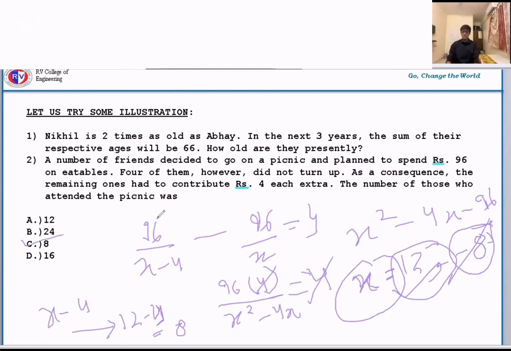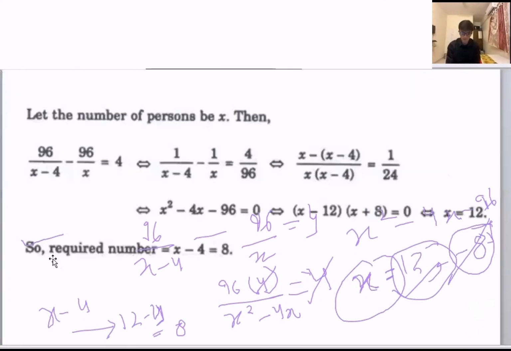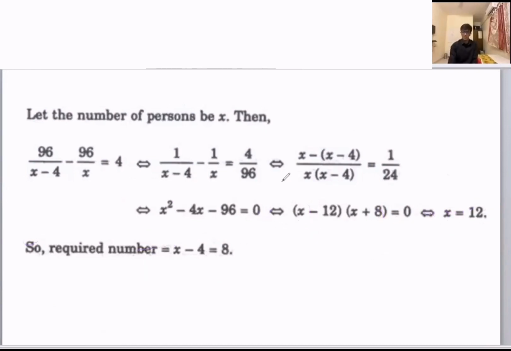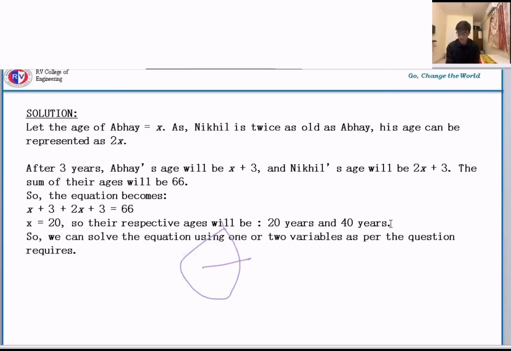So basically these are some questions related to arithmetic reasoning. And I can also clarify the answers that I have taken out. For this, you can see that the required answer is 8. And for the first question, that was for Nikhil's age, the answer was 40 years.